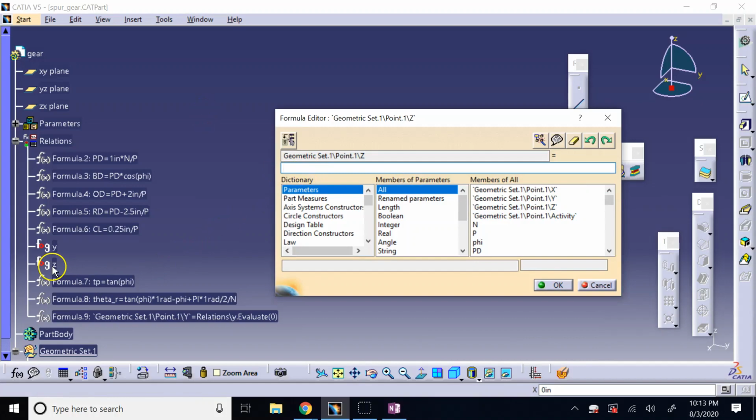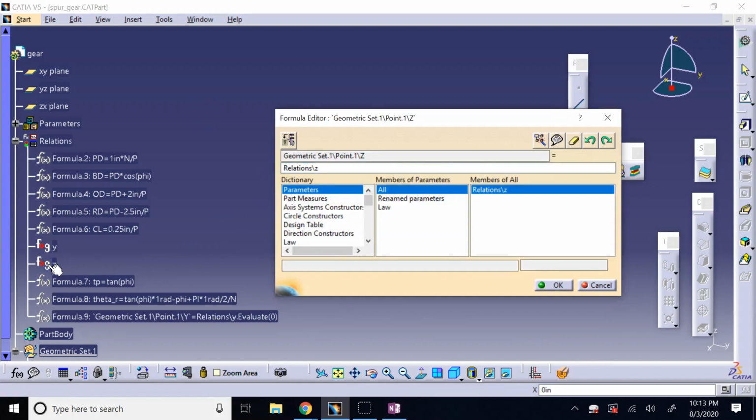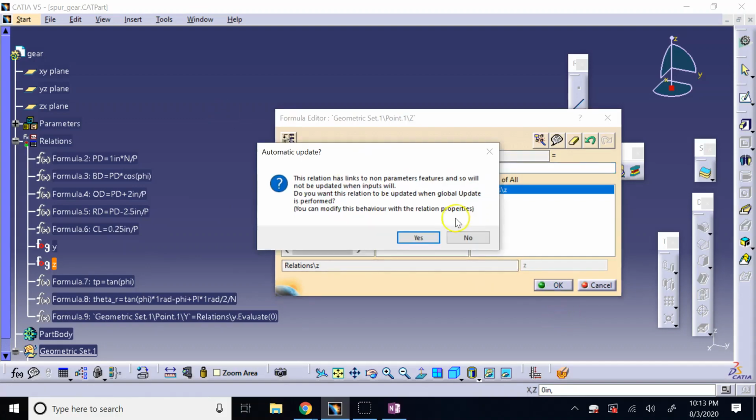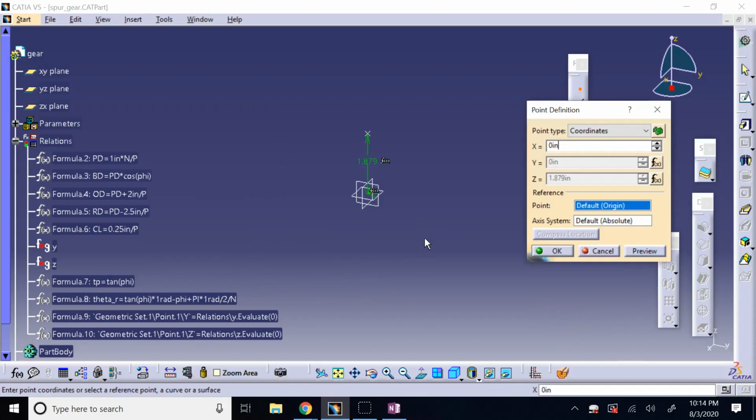So I can even double click on this here, and it brings that for me. Relations \z dot evaluate at 0, right? So that's all you need. Here is a little bit like coding. And there we go. So my first point is there, that y and that z. Yes. So I got this one.